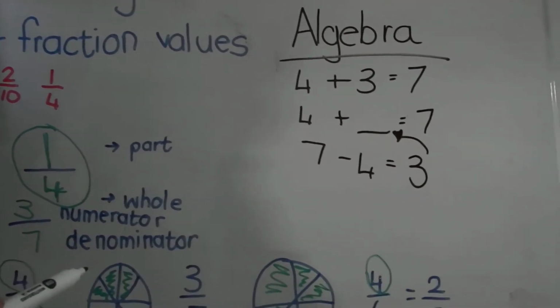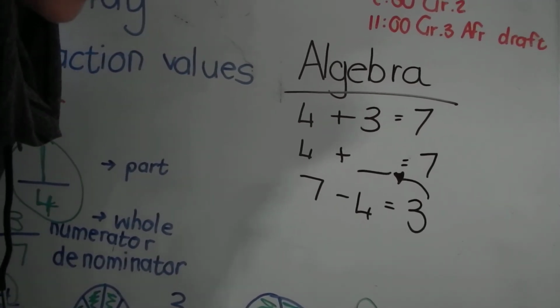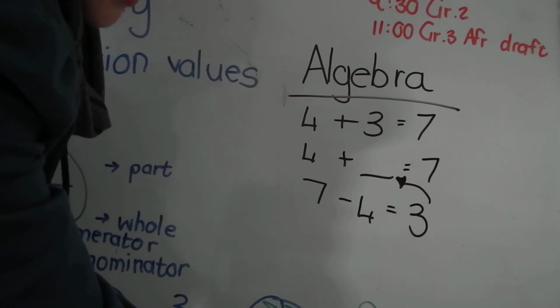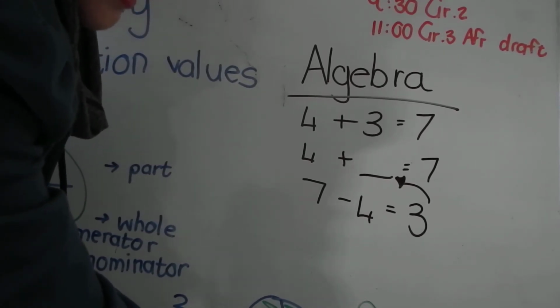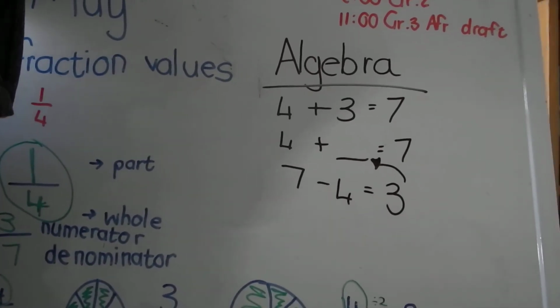And then if we simplify it, we can say, okay, how many of the circle is colored in? We can simplify it, divide by 2, and then 2 of 3 pieces are colored in, okay?